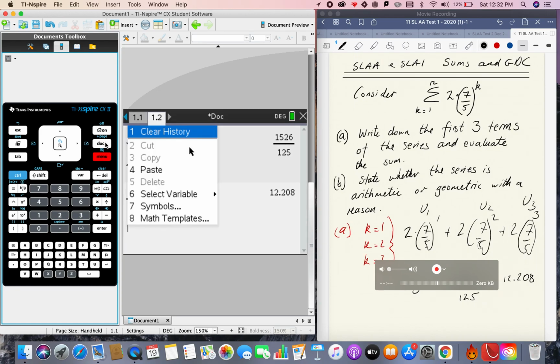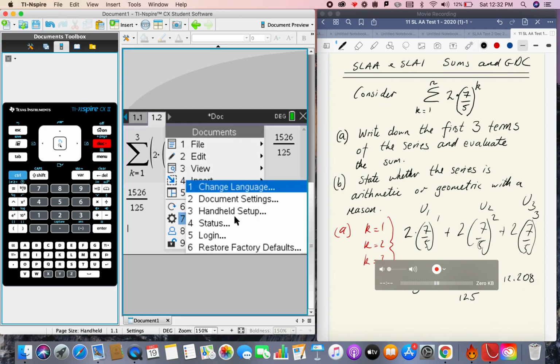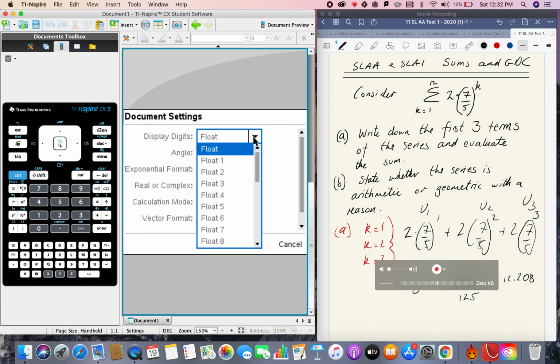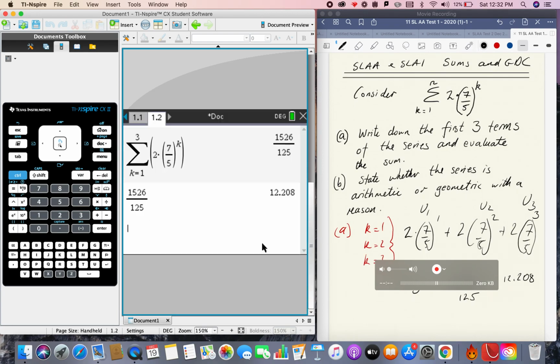not under menu, under document. Let's try that. Document, settings and status. Let's see how my calculator is rounding off answers. Document settings. Okay, so this is the full exact answer. Float means it's going to give me at least 15, I believe. I think it's 15 significant figures. So that's 12.208, not rounded to 3 decimal places or 5 sig fig. That is the exact answer.